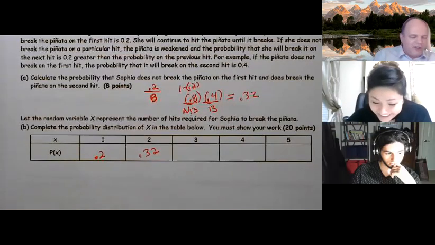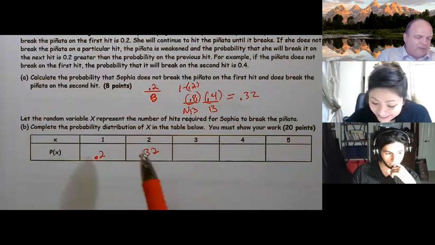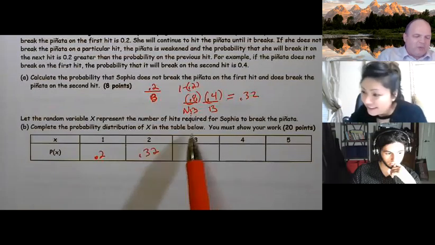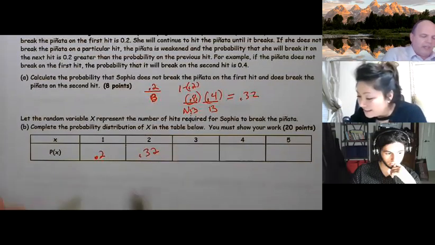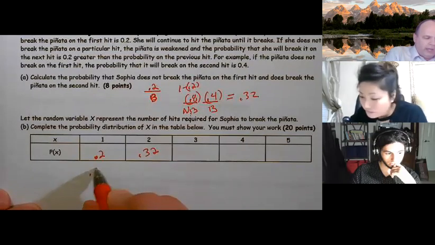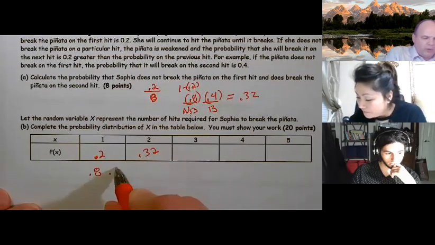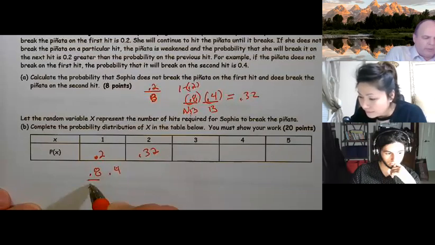Trust me. All right. So the next one. So I'm going to write that down. 0.8, 0.4. And this was a not break and a break.